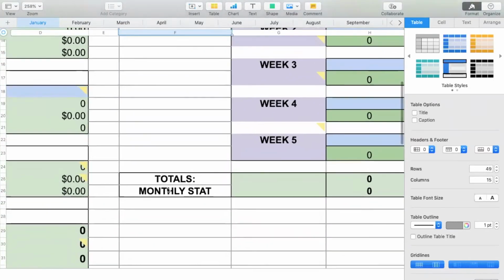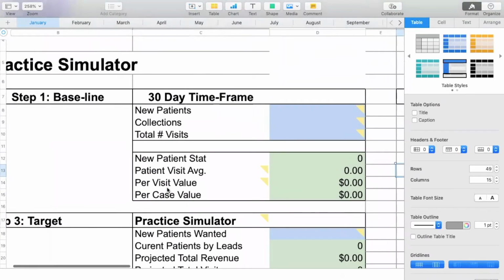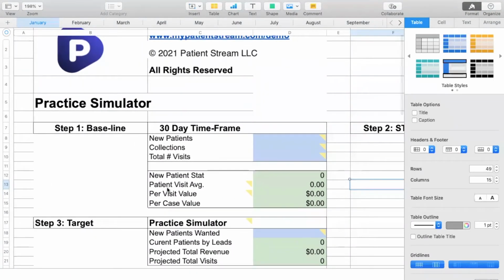So let's zoom in here, and we will back up just a little bit and start at step number 1. It says 30-day time frame. We're going to establish a baseline. I do understand that sometimes a 30-day snapshot is not as reliable. That's why you can see this has month by month, so you can gauge what you're doing every single month. But just to understand how this works, we're going to do a 30-day time frame of how many new patients your clinic added in the last 30 days.